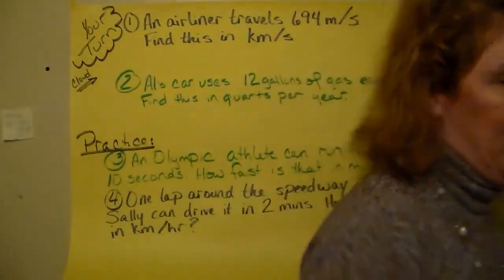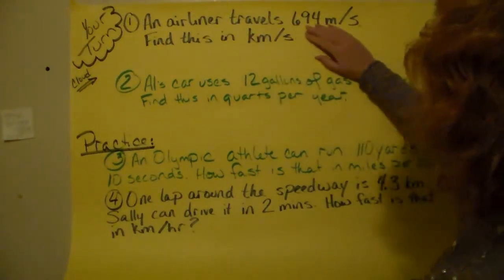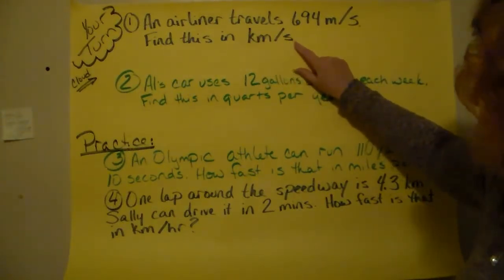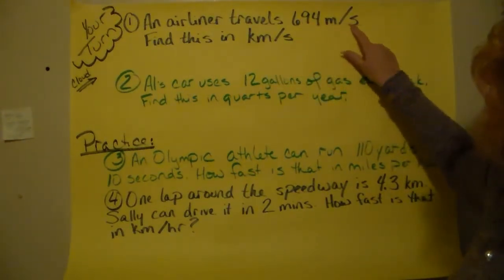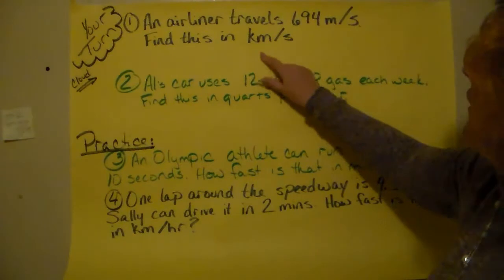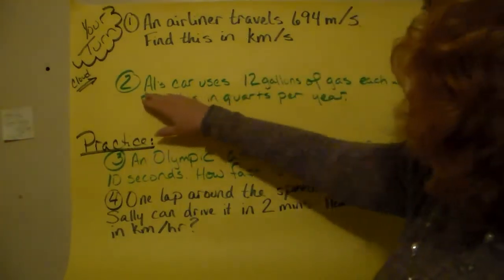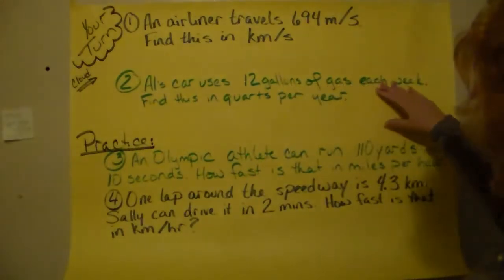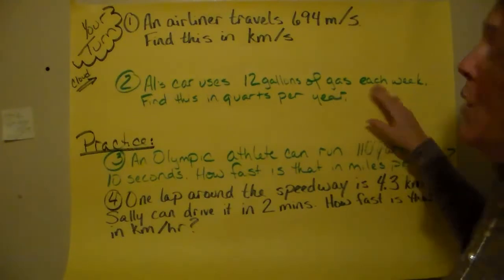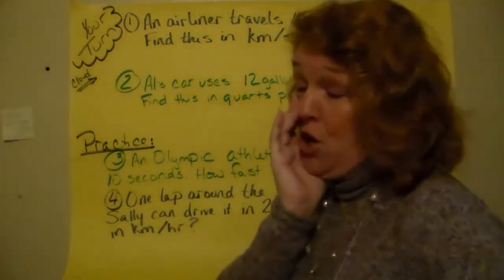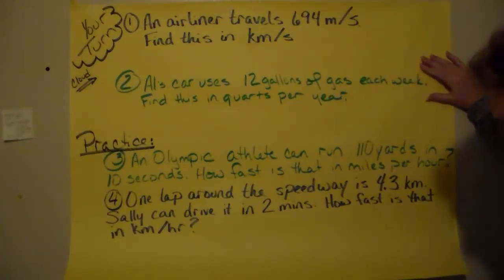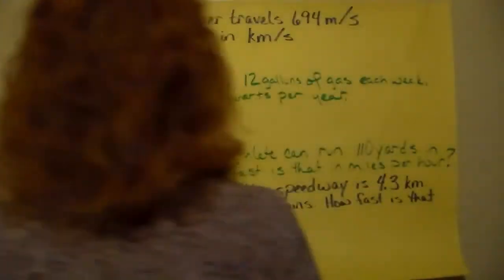All right. Your turn. You're going to draw a cloud around this. An airliner travels 694 meters per second. Find this in kilometers per second. When you set it up, set it up so that it's over 1 second. And then number 2, Al's car uses 12 gallons of gas each week. Find this in quarts per year. How many weeks are in a year? 52. I don't know, you should look that up. So do these two and push pause and come back when you're done.